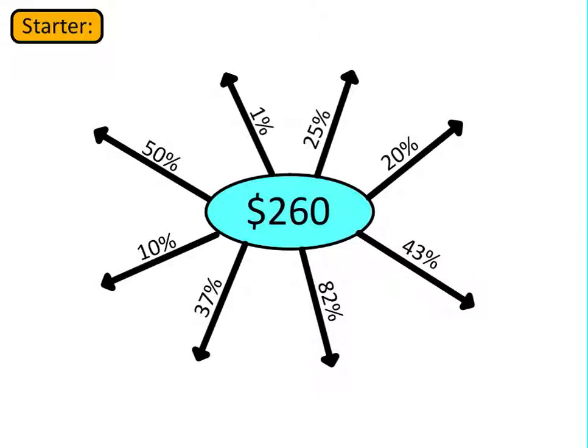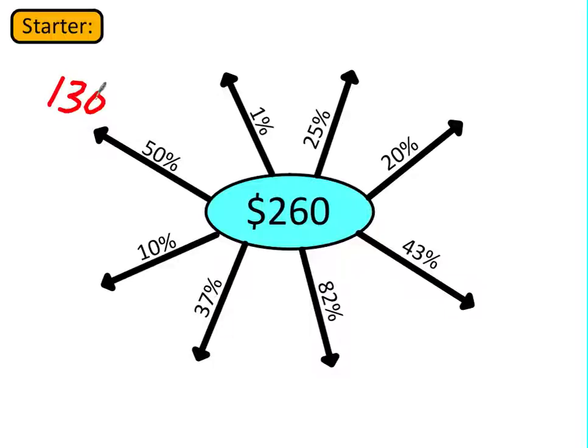If you've got an amount, in this case $260, we can find certain percentages very, very quickly. So you should all know that 50% is half of this. So of course 50% is going to be $130. You should also know that 10% is a tenth of this, equivalent to dividing by 10.